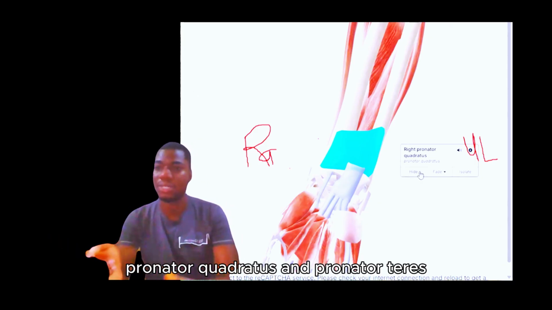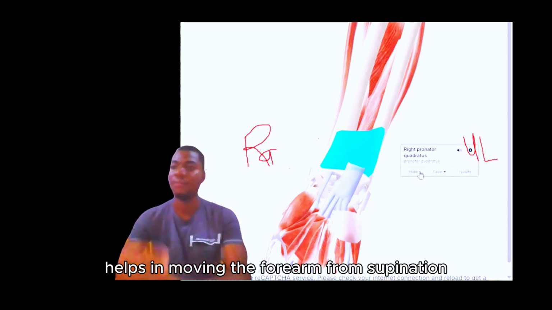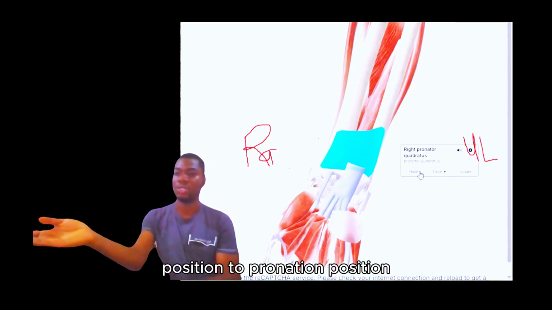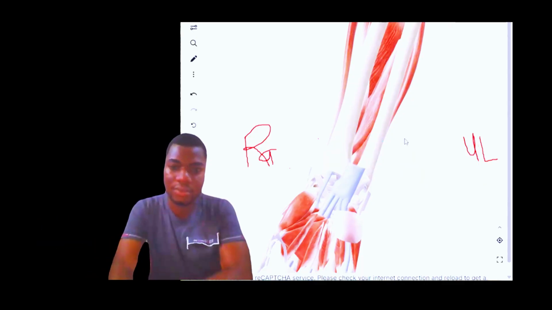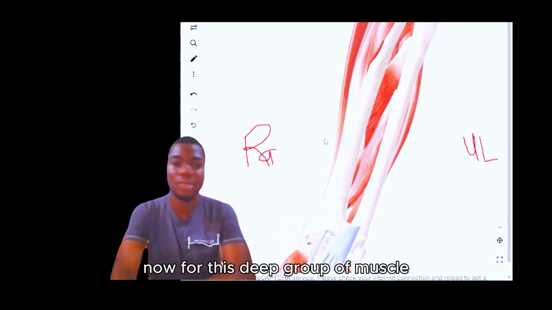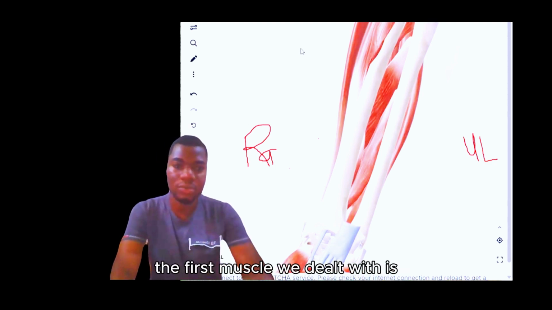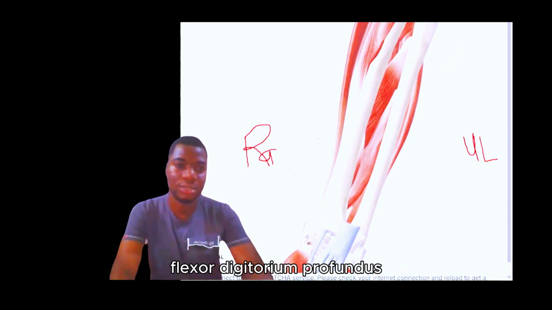Pronator quadratus and pronator teres help in moving the forearm from the supination position to the pronation position. And with that, we are done with the muscles in the anterior layer. Now, for this deep group of muscles, the first muscle we've dealt with is flexor digitorum profundus.